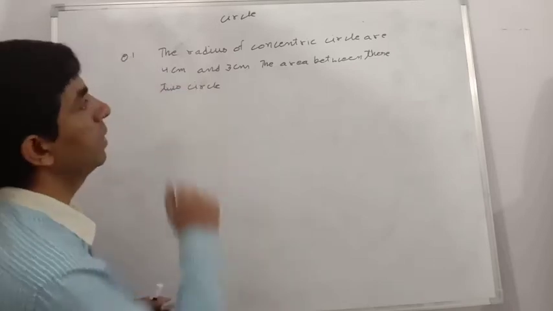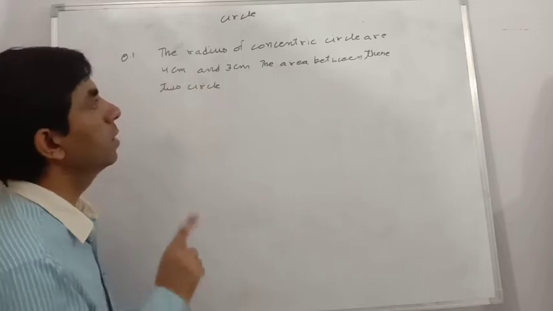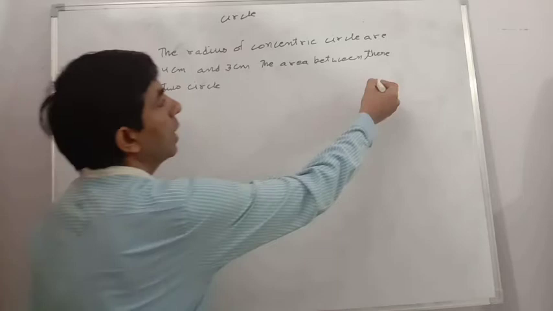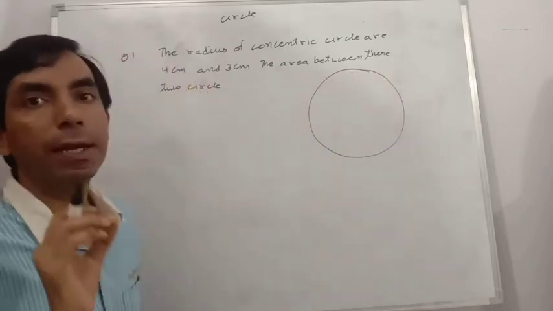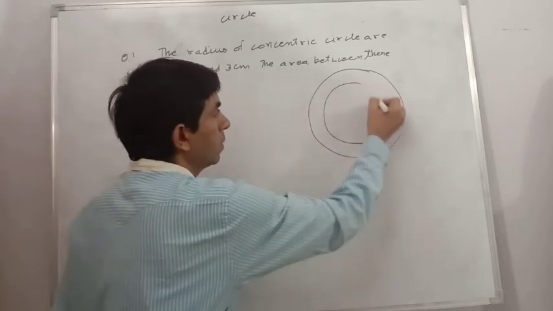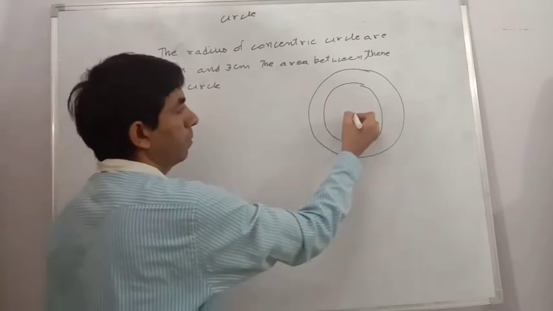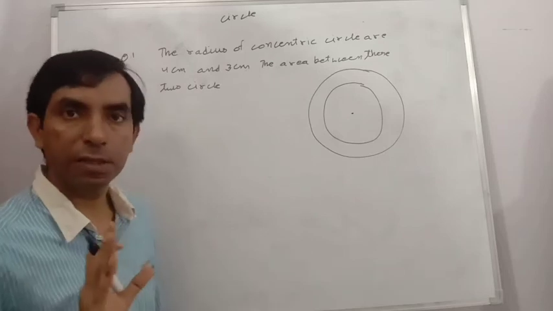Here we have given the radius of concentric circles are 4 centimeter and 3 centimeter. Then find the area between these two circles. Concentric circle means if we have a circle and we also have a circle inside of it, and both circles' centers are the same. Concentric circle means two or more circles with the same center.